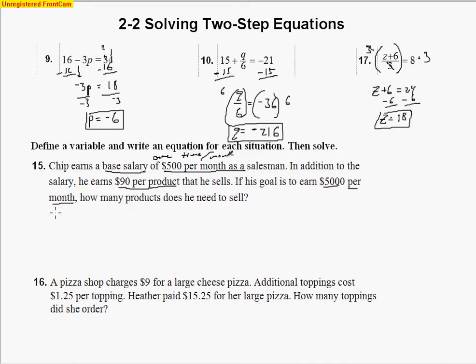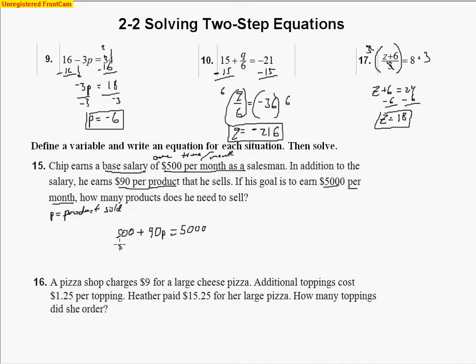So let's go with P equals product sold. And so now we've defined a variable, and now let's write an equation. So we have our constant amount. We always earn $500. But then we're going to add on our changing amount. Depending on how many products we sell, we're going to earn $90 per product. So $90 times the number of products sold is going to equal 5,000, because that's what we want to make.